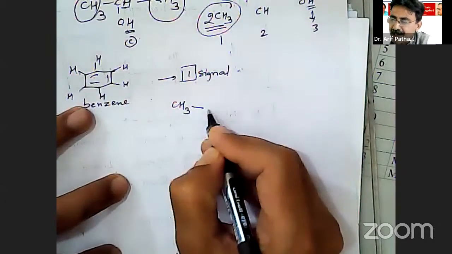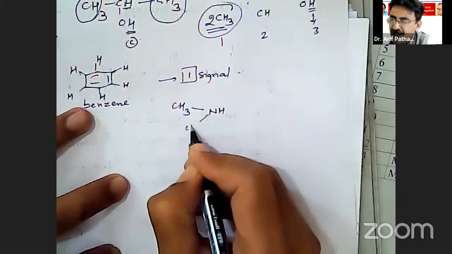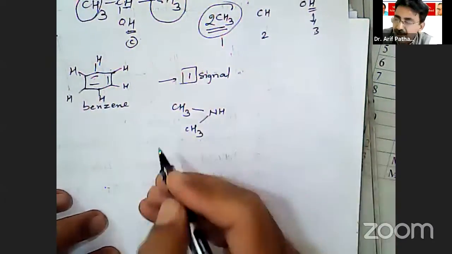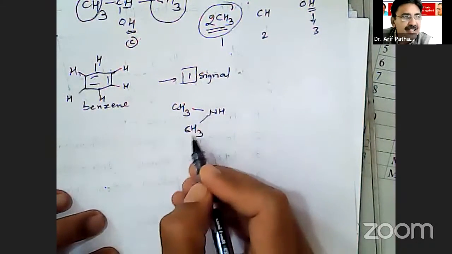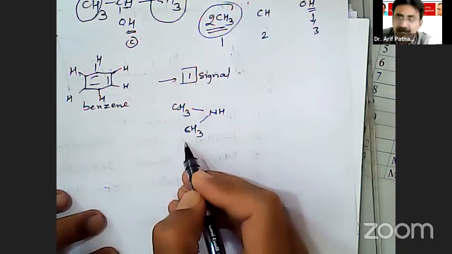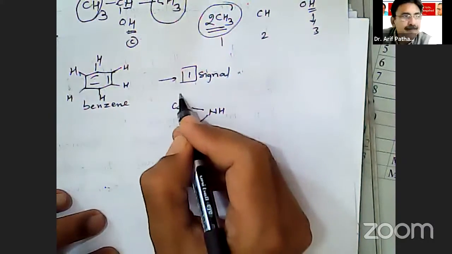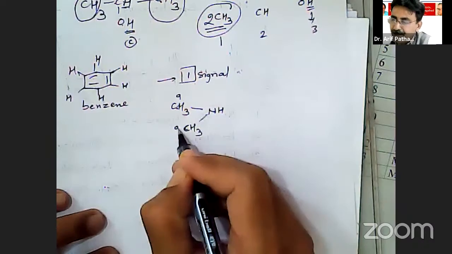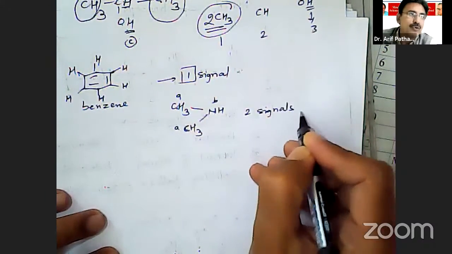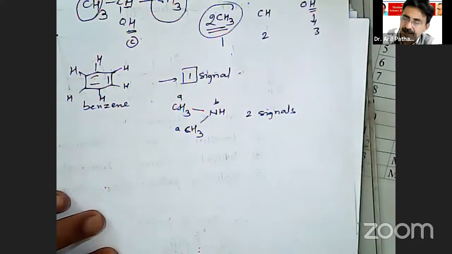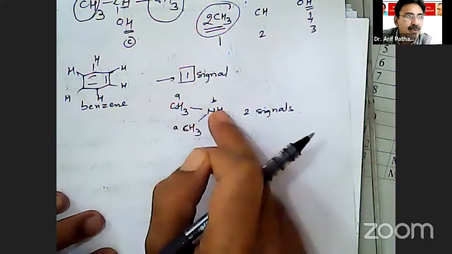What about this example? CH3 single bond NH single bond CH3. How many signals will we get here? CH3 NH CH3, dimethylamine. A, A, B. You will get here two signals. Two signals, CH3 and CH3. Okay.